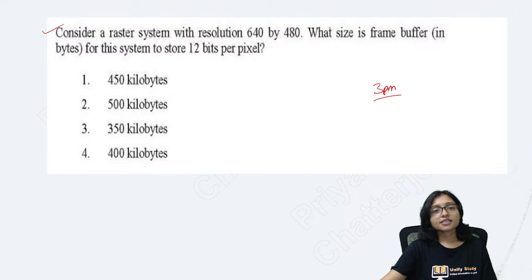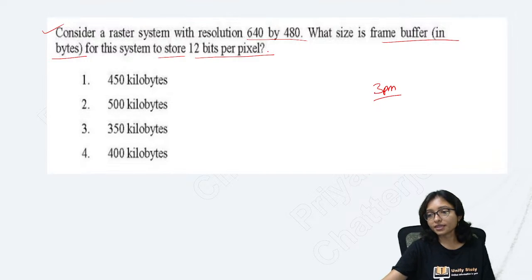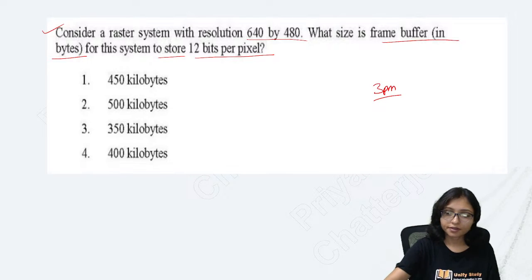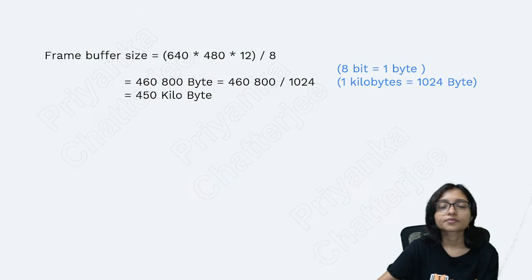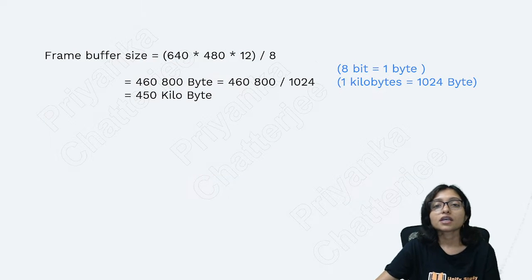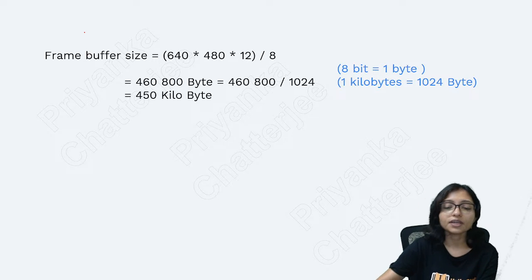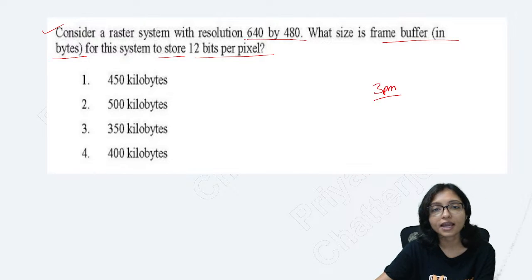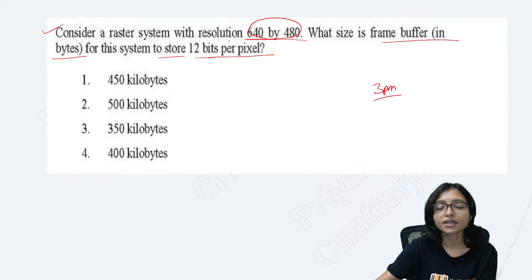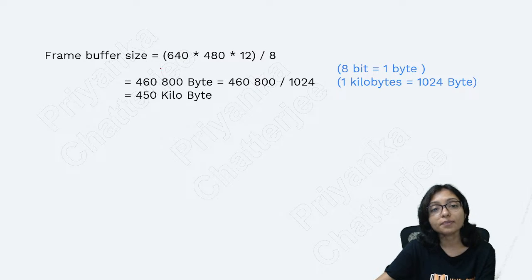Consider a raster system with the resolution of this one. The frame buffer is this. The system stores 12 bits per pixel. What will be the answer? So here definitely your answer will be 640 multiplied by 480 multiplied by 12. Now it will be in bits.